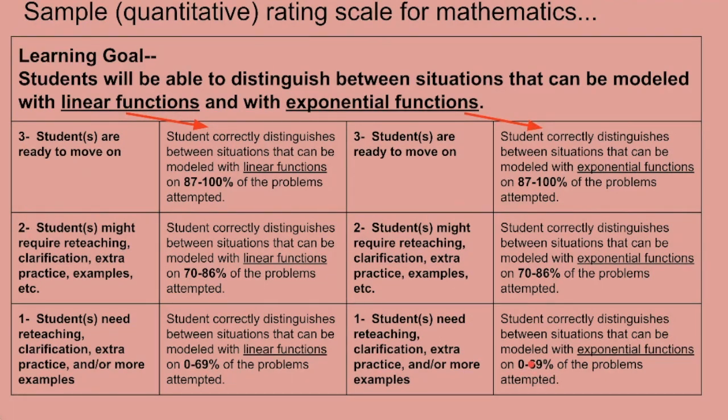That's why it's so important to determine not only what we would do with the class, but what would individual students need. In this case, when a student is able to do the skill with 70 to 86% proficiency, we might consider some reteaching, clarification, extra practice, examples. But we're more likely to provide more intense intervention for a student who tends to struggle more often with the skill. In this way, we can use a rating scale not only to describe and evaluate student performance, but also to decide how to better meet the need of each of our students.